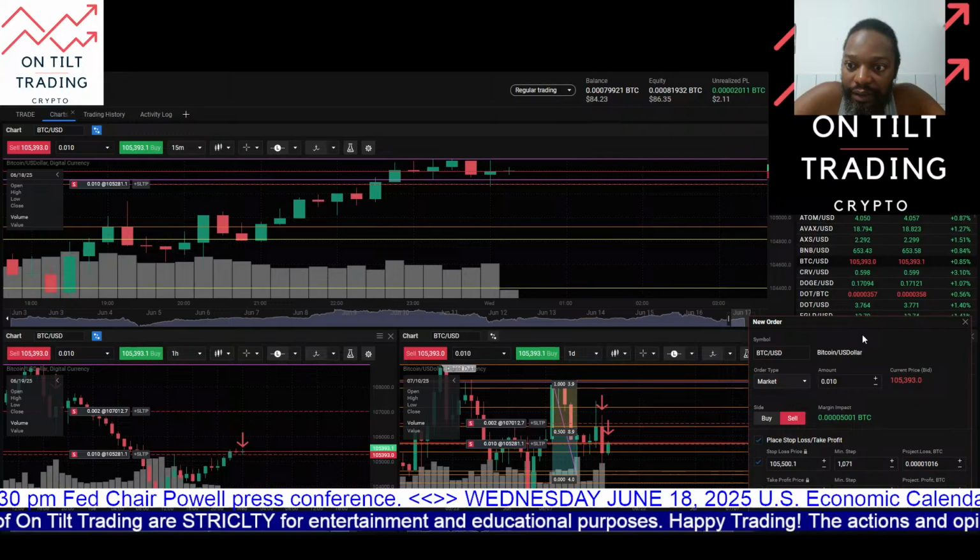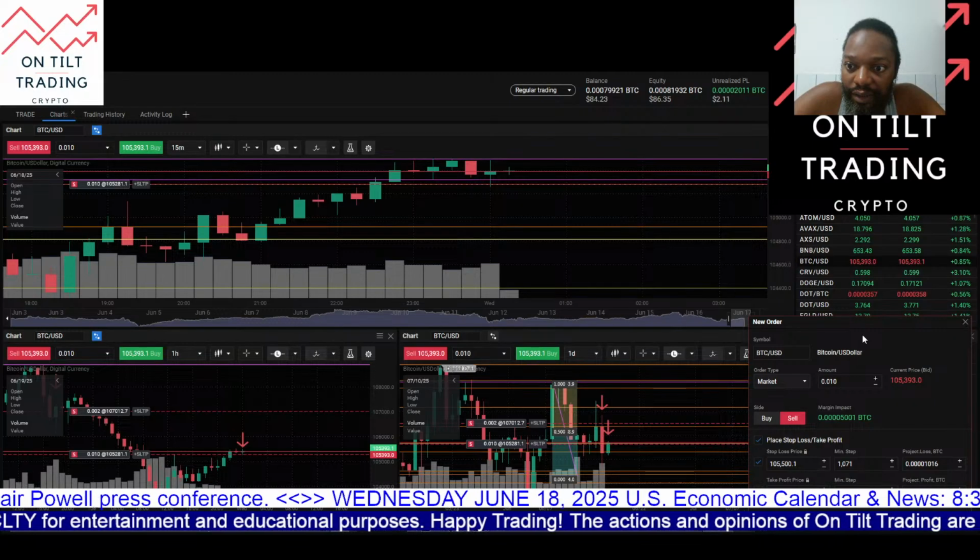Price still consolidating here near the 105,400 level.